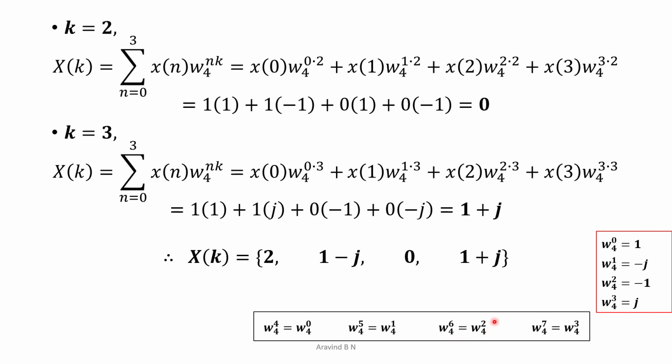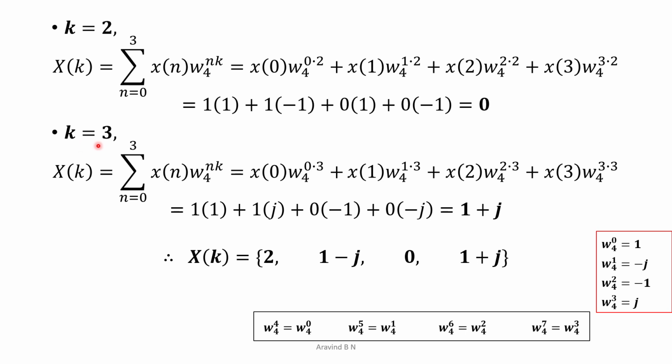Now what is that value? Omega 4 power 6 will be equal to omega 4 power 2. So all these four values will keep repeating again and again, and in those places the respective values will be substituted. By making use of this substitution, we do the calculation and we get value 0 for this one.